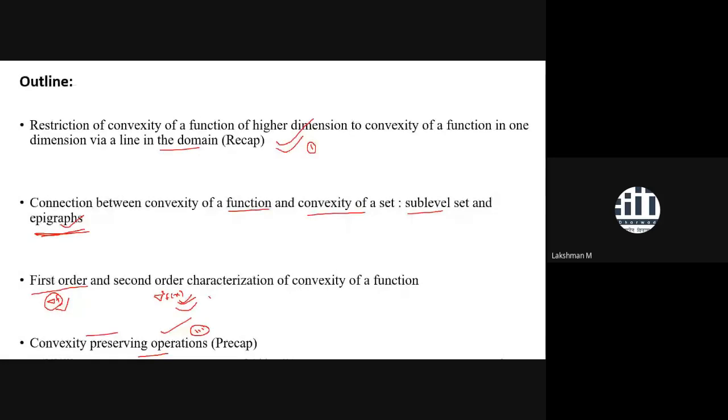So you have three easy approaches through which you can practically establish convexity of a function. First one is restricting along a line. Second one is finding the Hessian, and third one is going for operations which preserve convexity.